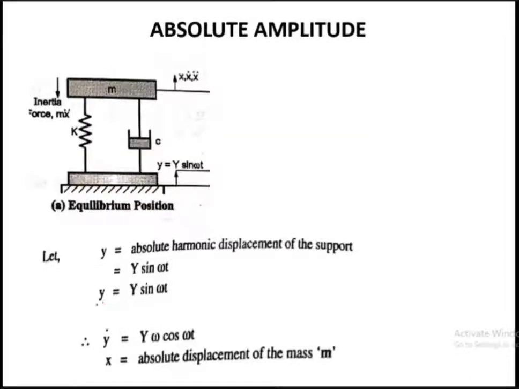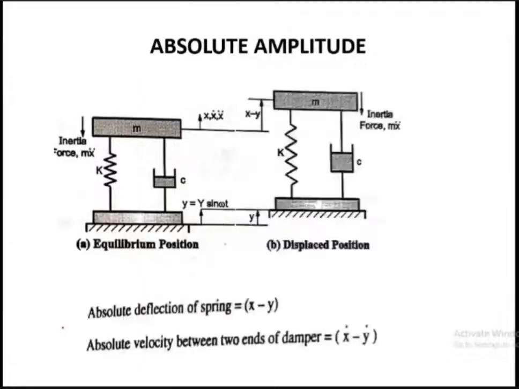Let me come to the earlier slide. y is equal to capital Y sin omega t. What is y dot? Y omega cos omega t. And what is y double dot? Minus capital Y omega square sin omega t. Okay, so all this we have to put in this particular equation.